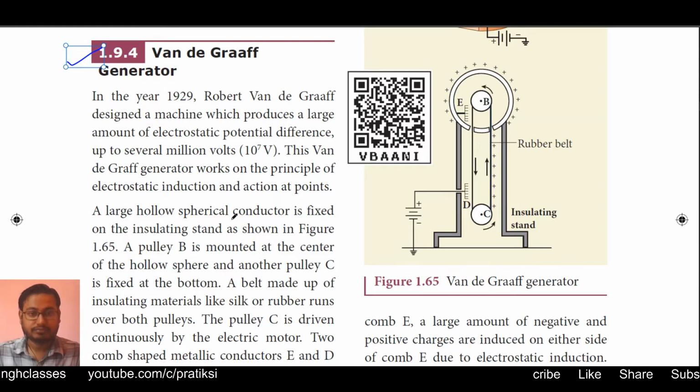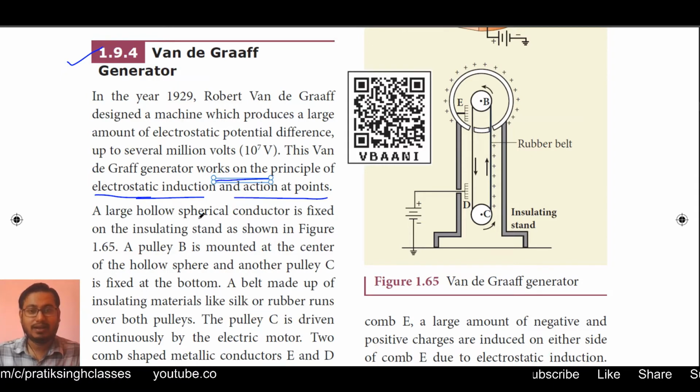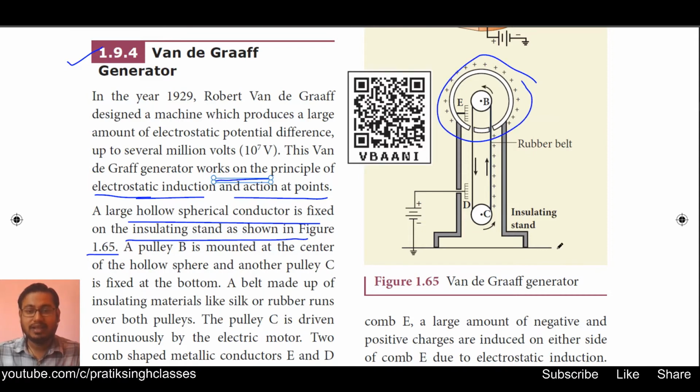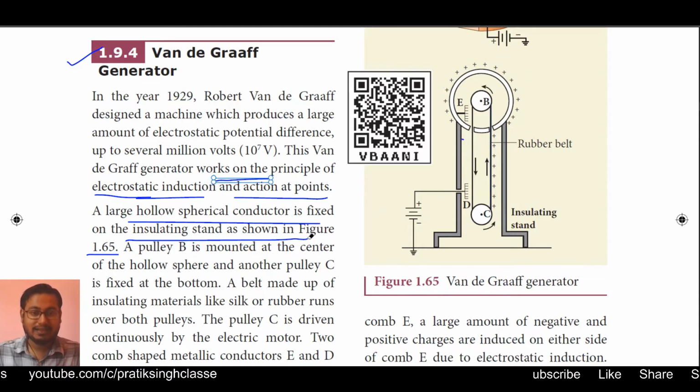This Van de Graaff generator works on the principle of electrostatic induction and action at points, that is corona discharge. About electrostatic induction we have already seen earlier. A large hollow spherical conductor is fixed on an insulating stand as shown in figure 1.65. As I have said, the insulating stand is used so that the charges created on the sphere do not get grounded and stay there for a long time.